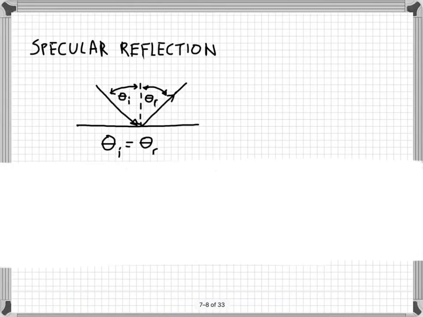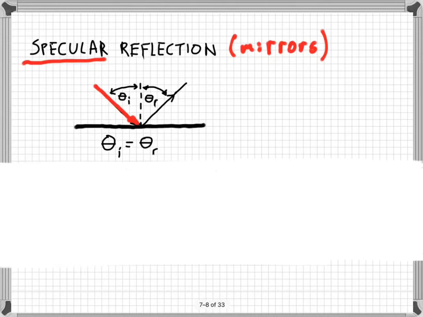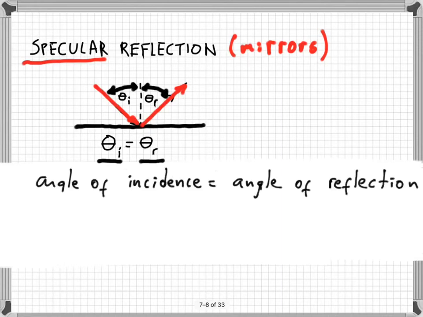Now, specular reflection, as we said, has a very simple and nice property, which is that when a light ray hits the surface of what we're going to call a mirror, a flat mirror, or any shiny surface, then the light ray is going to bounce, and the angle of incidence is going to be equal to the angle of reflection.